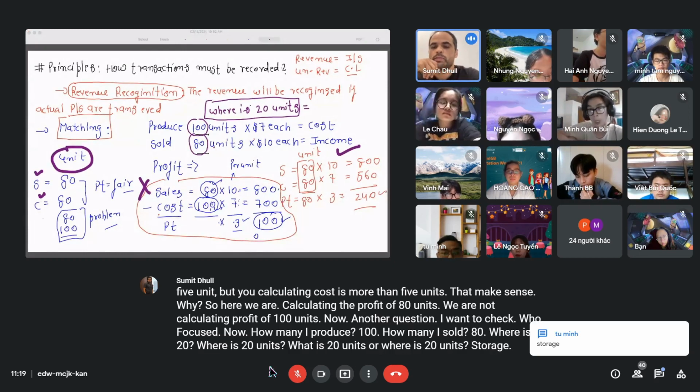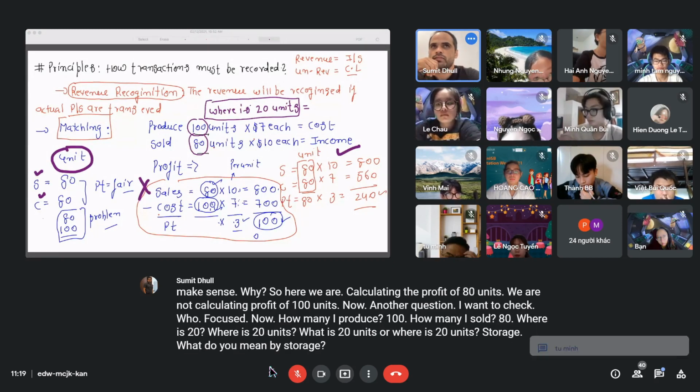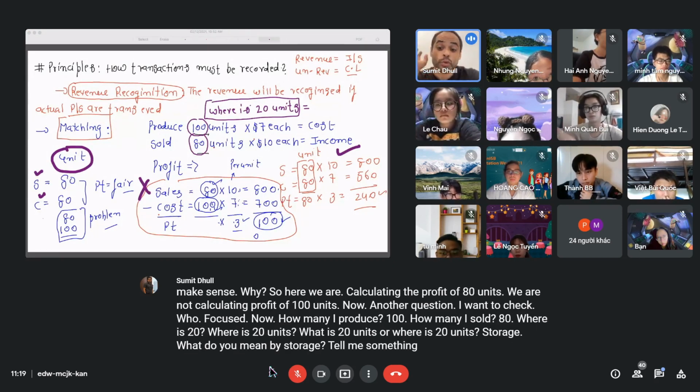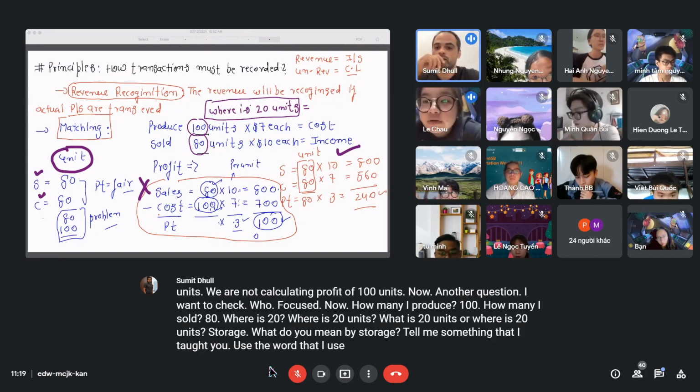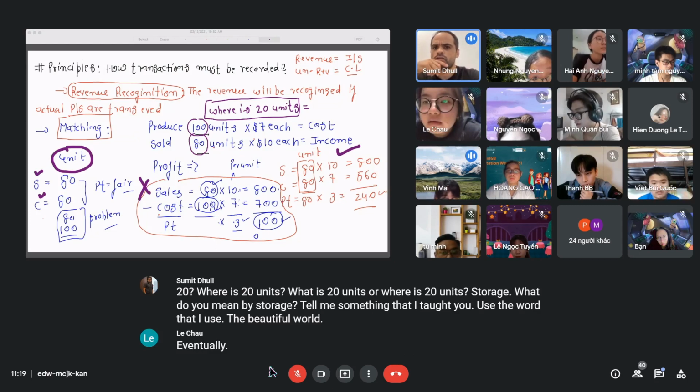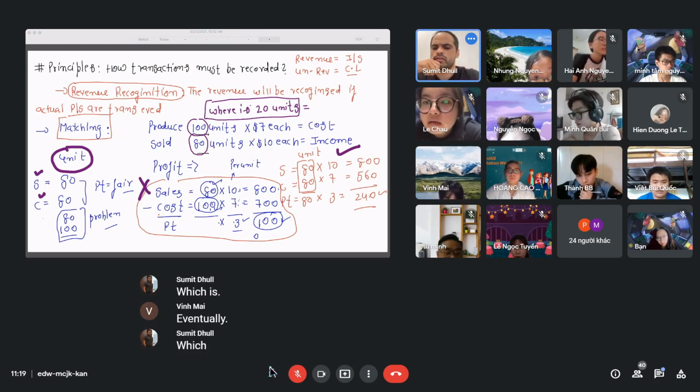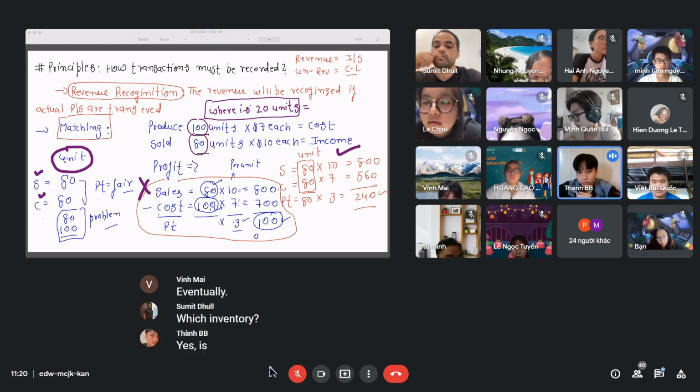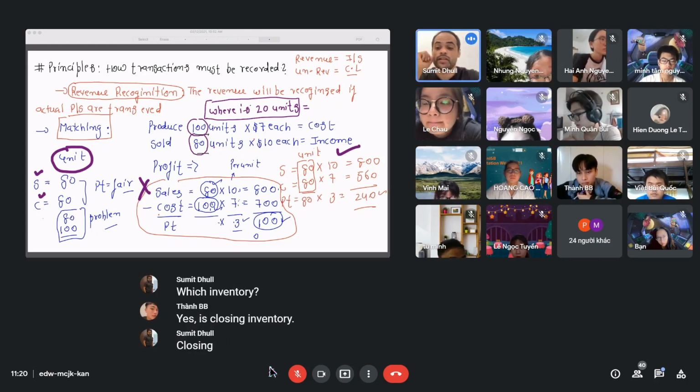Storage. What do you mean by storage? Tell me something that I taught you. Use the word that I use, the beautiful word: inventory. Which inventory? Yes, it's closing inventory. Closing inventory, current asset.